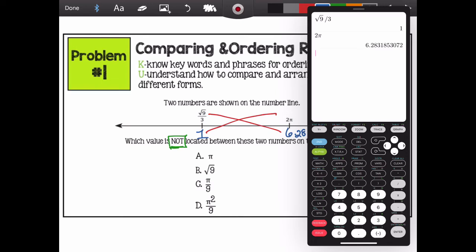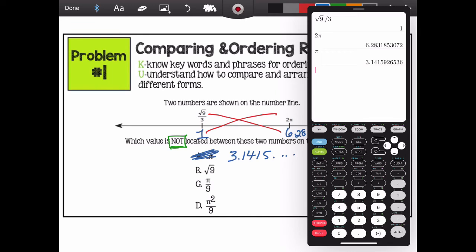So option A, this pi, again, put it in your calculator, guys. 3 and 1, 4, 1, 5, and I can keep going. Okay. And again, is that less than 1? Nope. And is it greater than 6? No. So this would fall between this red area here. So I know that that's not my answer.